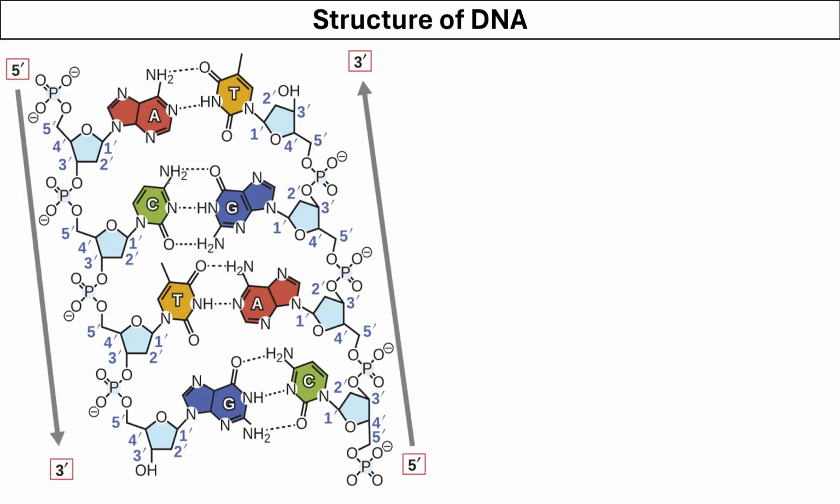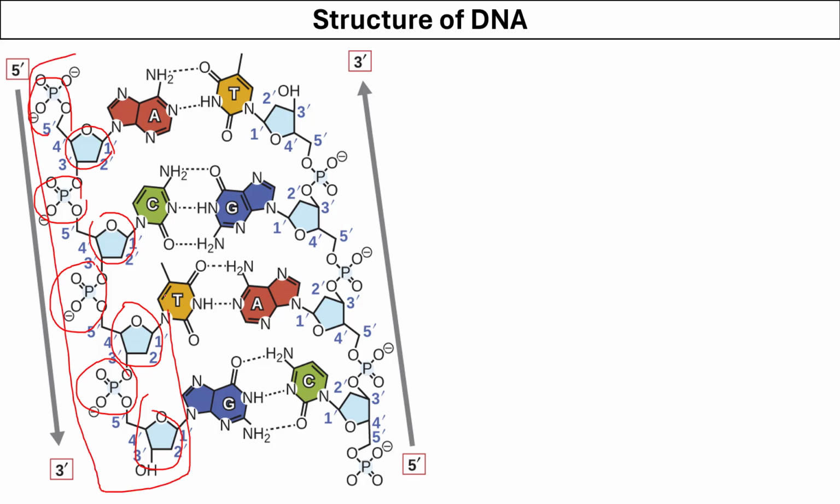Let's look at the structure of DNA. So here you have sugar molecules, and in between there are phosphate molecules. So this is a sugar phosphate backbone. Then you may have adenine, cytosine, thymine, or guanine.